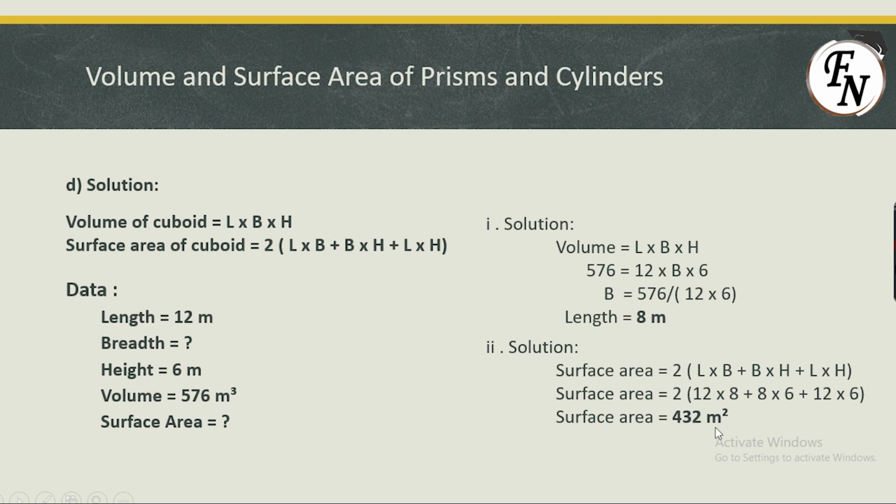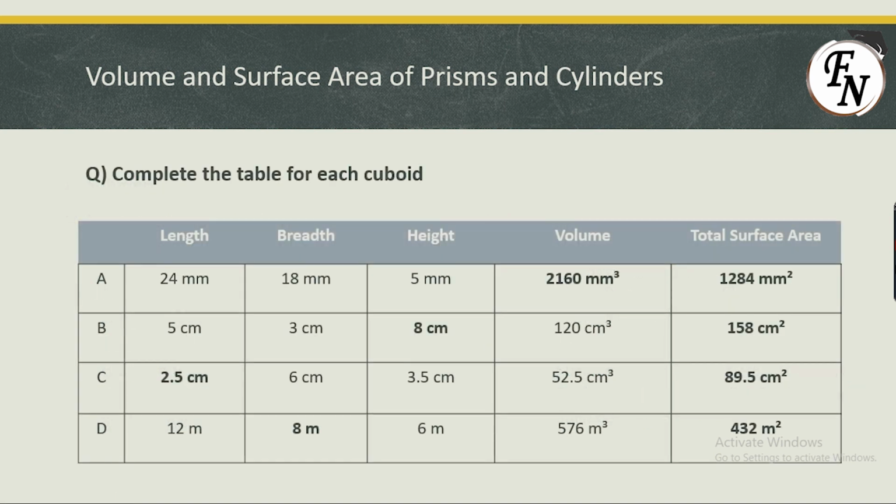So now we have got all the things piled up, and now we can fill in these missing spaces. As in the first one we have the volume filled up, and the total surface area. Then in the second it is 8 centimeters and 158 cm square, the surface area, and so on. So this is how we deal with the situation.